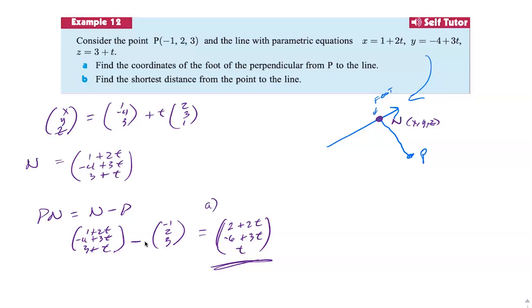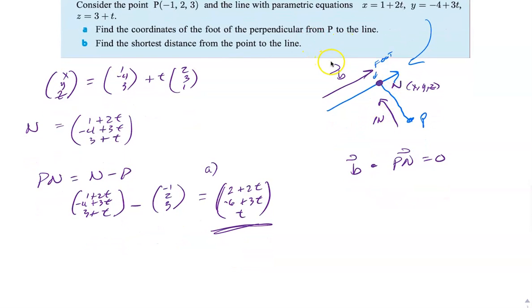So it's the answer to A. Find the coordinates of the foot, just that. Now find the shortest distance. Now remember, to find the shortest distance, first you basically gotta dot the directional vector with my PN. So I want the dot product of these two to be 0. So perpendicular is the shortest distance. So the direction vector dot PN should equal 0. If you look at the equation here, my direction vector is just (2, 3, 1).